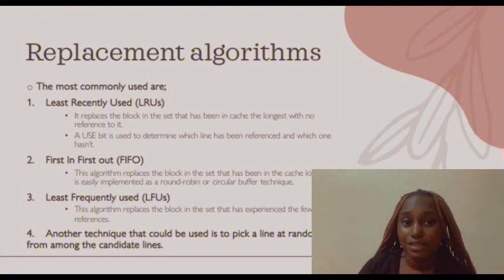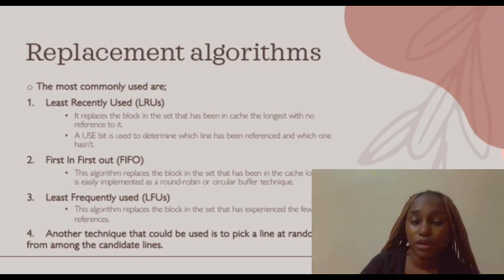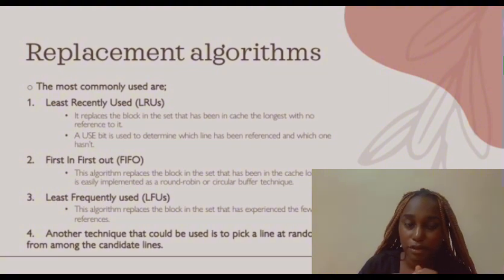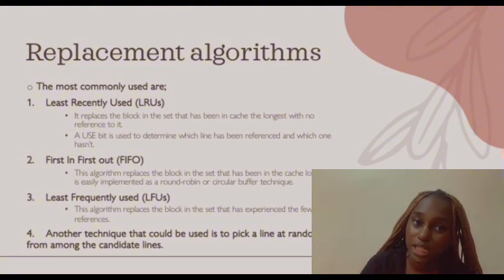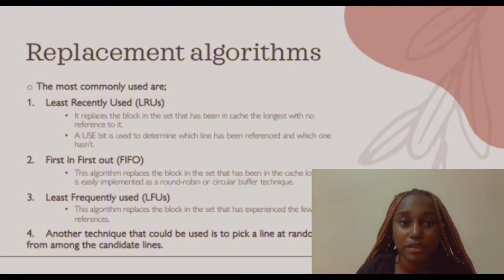Then we have first in, first out, whereby the main memory block that has been in cache the longest is replaced. And we have the least frequently used, where the main memory block with the least references to it is replaced. We also have another technique where we randomly pick a main memory block to replace, but this isn't really effective.